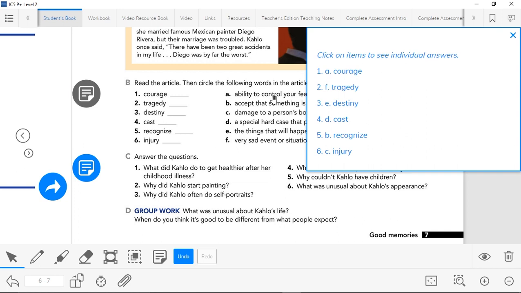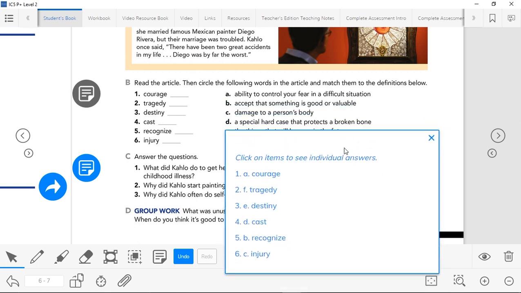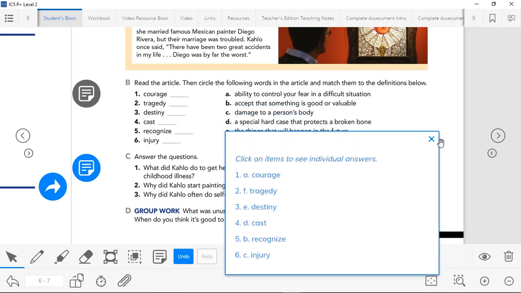Well, courage is the ability to control your fear in a difficult situation. A tragedy is a very sad event or situation. The destiny is the things that will happen in the future, okay? A cast is a special hard case that protects a broken bone. To recognize is to accept that something is good or valuable. And an injury is basically damage to a person's body. If you remember from last video, you will know these words for sure, okay?